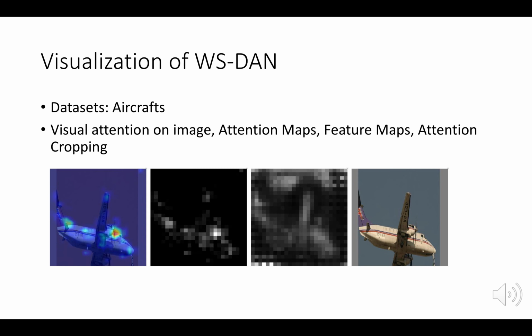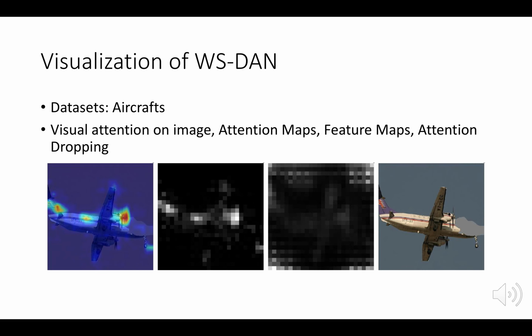Here are some visualizations of WSDAN. From left to right, the left is the visual attention of the image. Visual attention means that it takes the most important features out of a particular image. Then we show the attention maps on the right, and then the feature maps. Later we do the attention cropping, where we take the most important feature of that particular image and use that part as data augmentation.